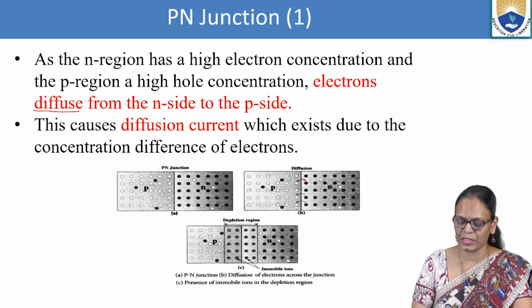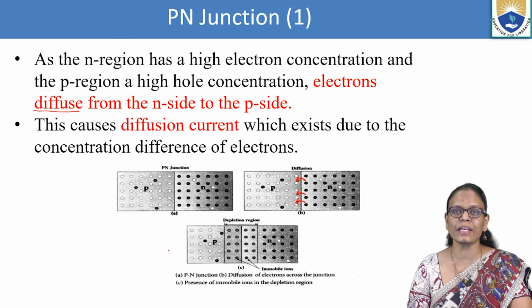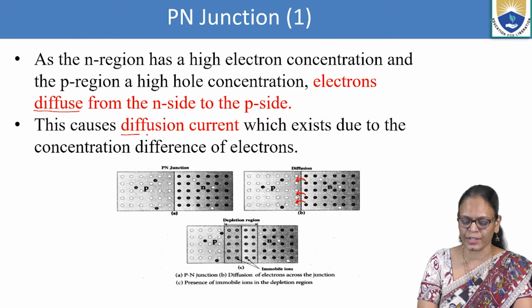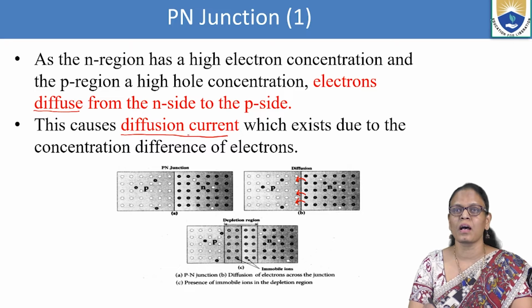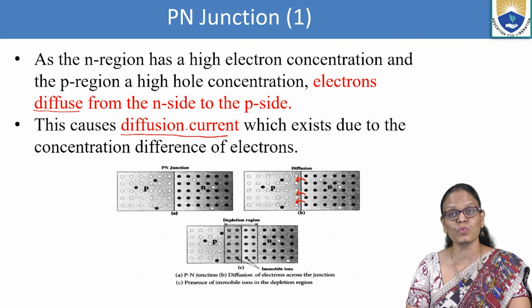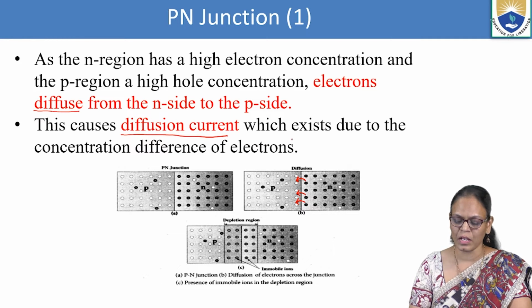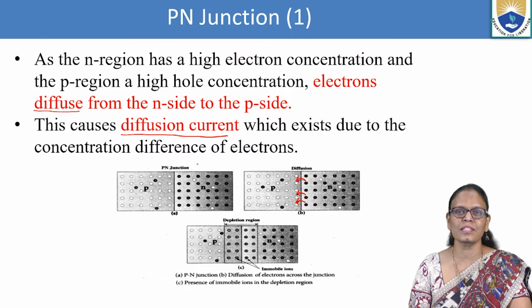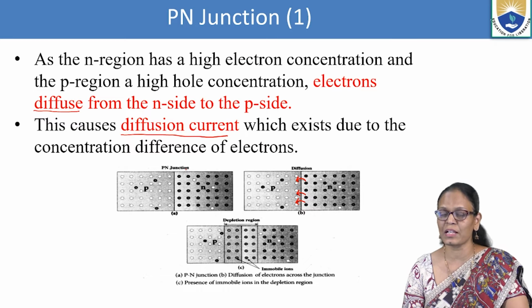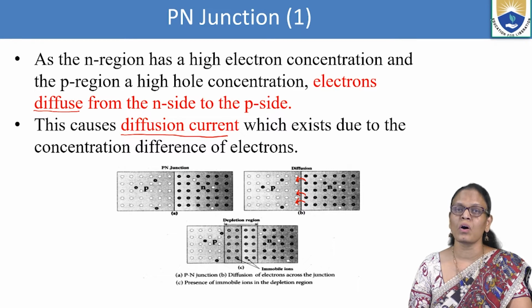So these electrons start diffusing like this, and this gives rise to diffusion current. The current obtained because of this diffusion process, we call it diffusion current. This happens because of the concentration difference, meaning the difference in concentration of electrons in N-type and P-type.